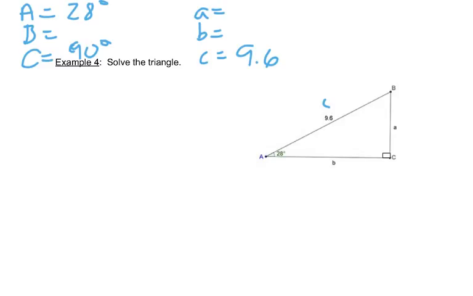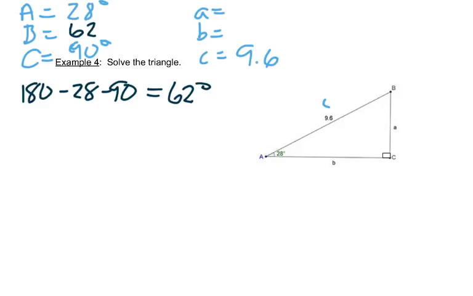Well, the first thing I see is that I have 2 of my angles inside my triangle. We can find the third because we know that every triangle has 180 degrees inside of it. So if I take 180 minus 28 minus 90, I get 62 degrees. So that has to be my angle B. You could write it in the drawing if you want, but we certainly need to make sure we have that as one of our answers because it's one of the missing pieces. So now we need to find side A and side B.